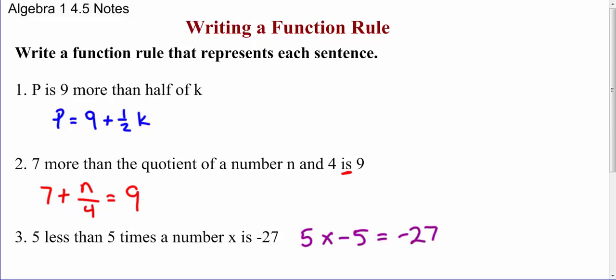Alright, welcome back. You can see what I've done on number 3. 5 less than 5 times a number x. Now you have to be careful with that one. It's not 5x less, it's 5 less. So you have to do 5x minus 5. It's really important that you have those in the right order. 5x minus 5, not the reversal of that. It is, again, is our equal sign, equals negative 27.